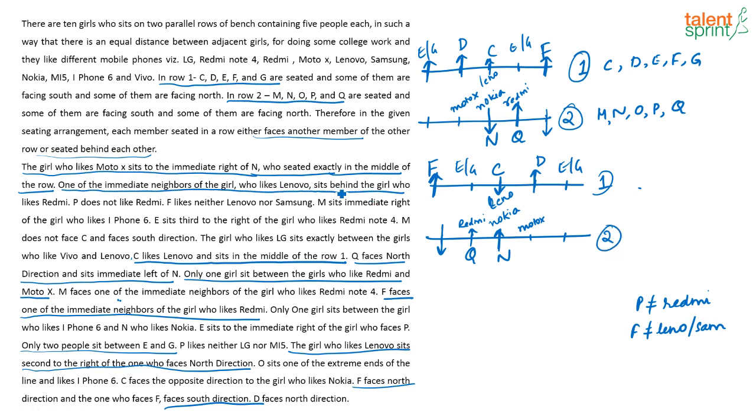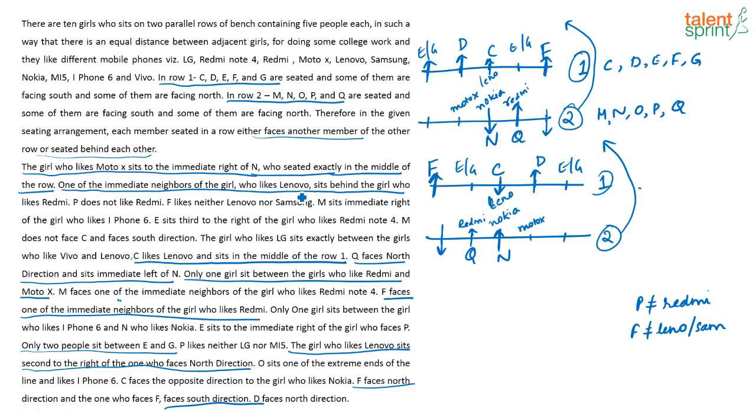But when this statement comes, the neighbor of Lenovo is sitting behind Redmi, which means row 2 actually has to be on top, and here also row 2 has to be on top. So that is one major rearrangement that we have to do. For now we will write it down like this, and let us eliminate one. Just remember row 2 has to be in front of row 1. That is what this statement means, right?